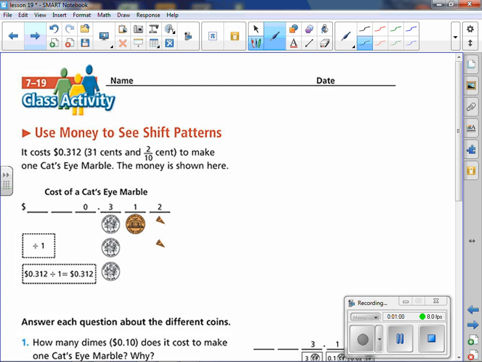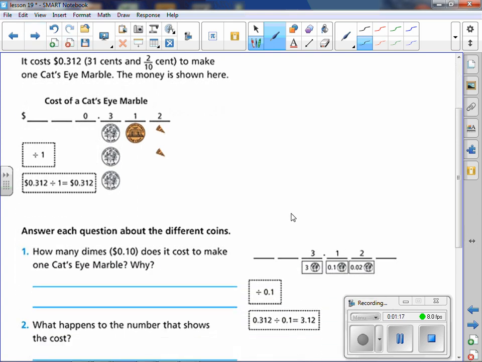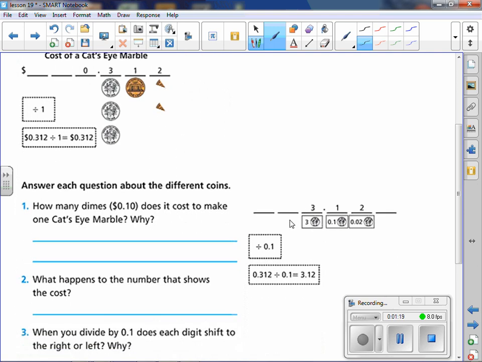So we're getting started. It costs 312 thousandths of a cent to make one cat's eye marble. So the money is shown there, and we're going to see how many of each of these coins it actually takes. So how many dimes, 10 cents, does it take to make one cat's eye marble?